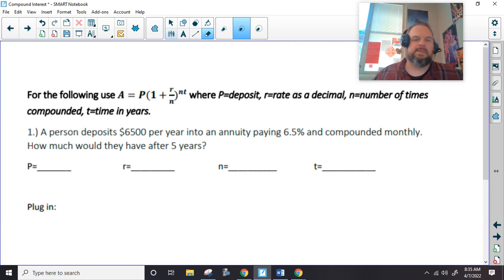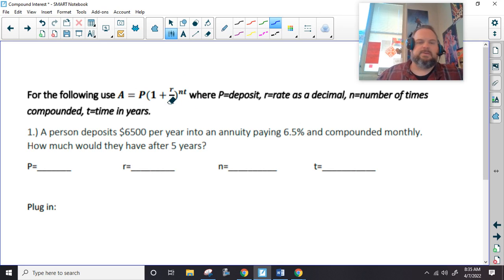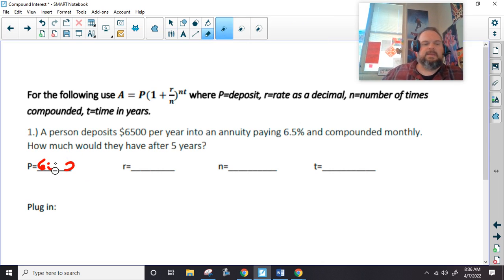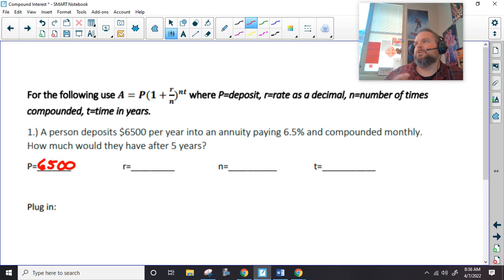Use the following. I gave you the equation again. A person deposits 6,500 into an annuity. An annuity is a different way to invest. It's hard to explain. It's basically like a savings account that makes you a lot of money, or like stock market stuff.